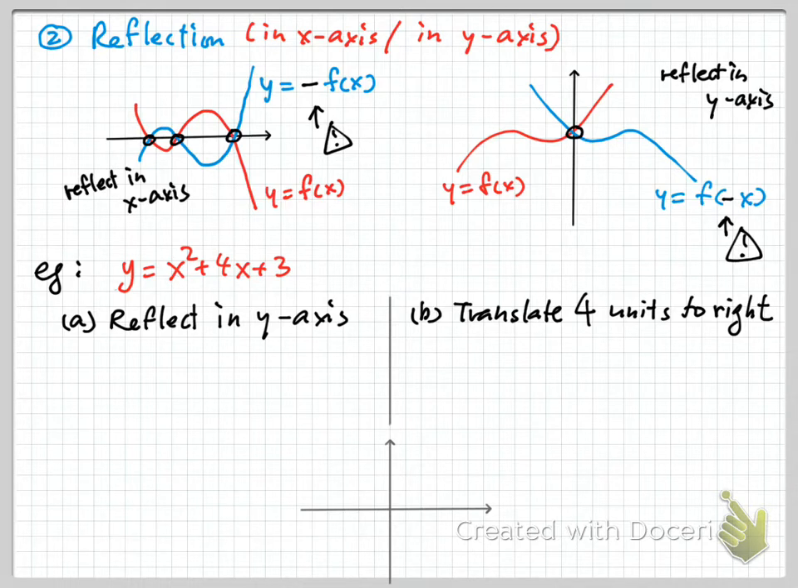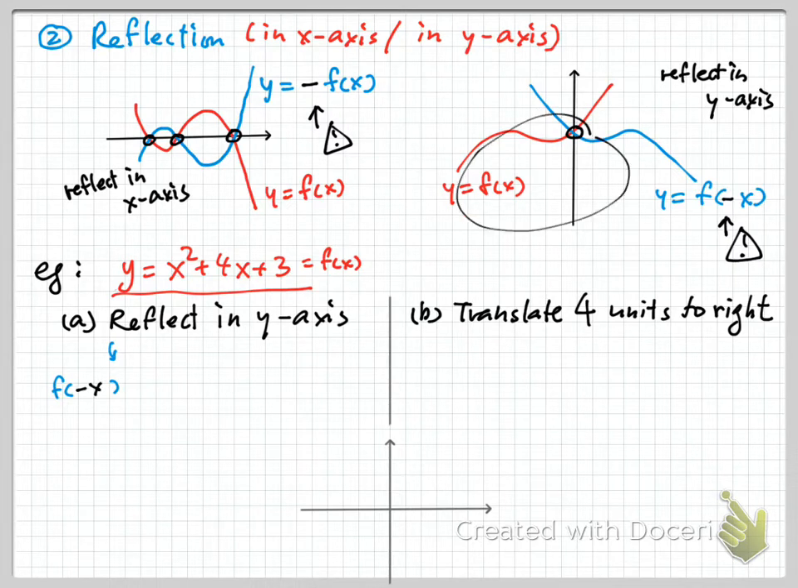So say for example, we have this graph. It says y is x squared plus 4x plus 3, right? This red one. We do a reflection in the y-axis. Now, if this is f of x, a reflection in the y-axis, what does that mean? That means f of minus x. Alright, we just copy from the idea here. If we do a reflection in the y-axis, that is f of minus x. So what is f of minus x? f of minus x means you replace all the x's with negative x.